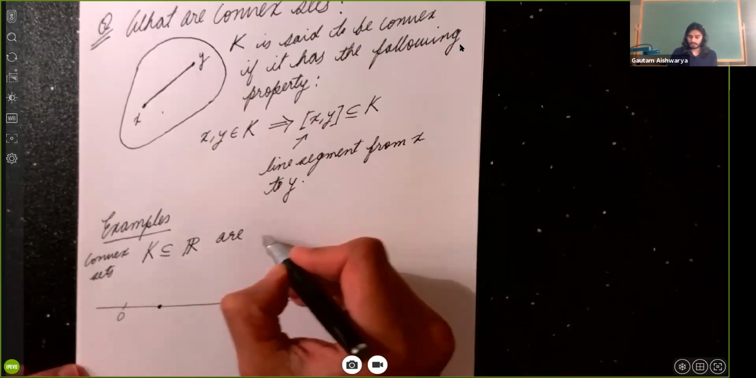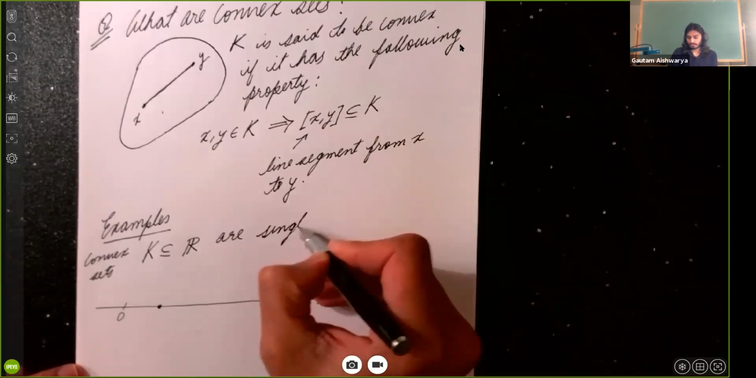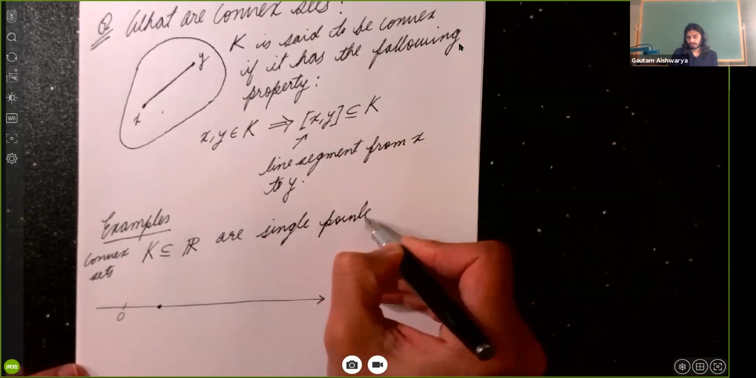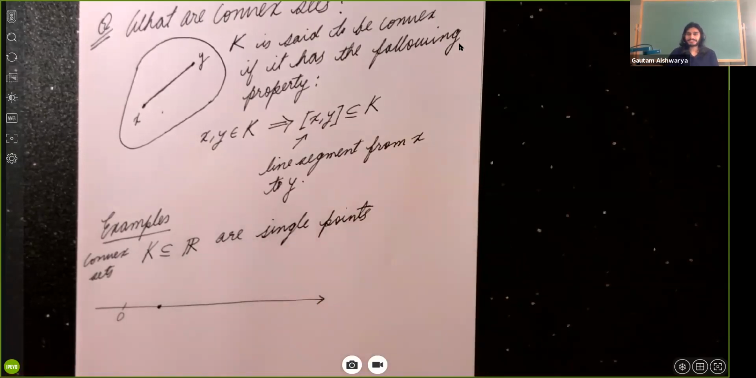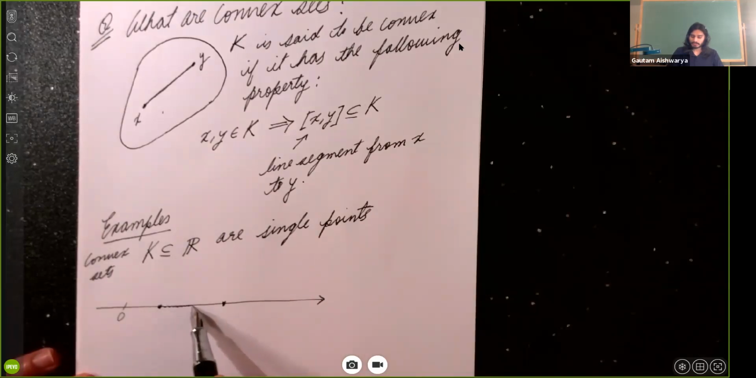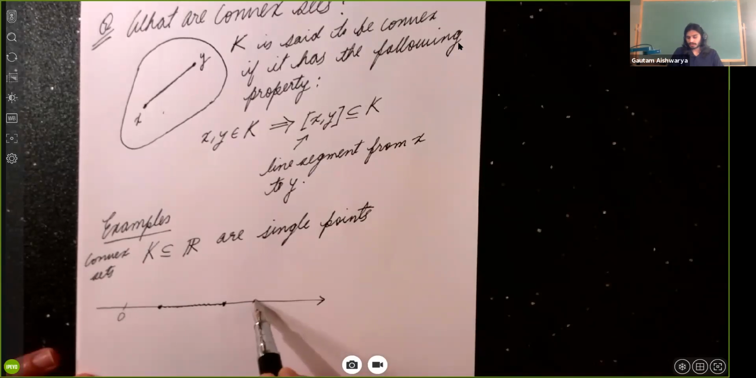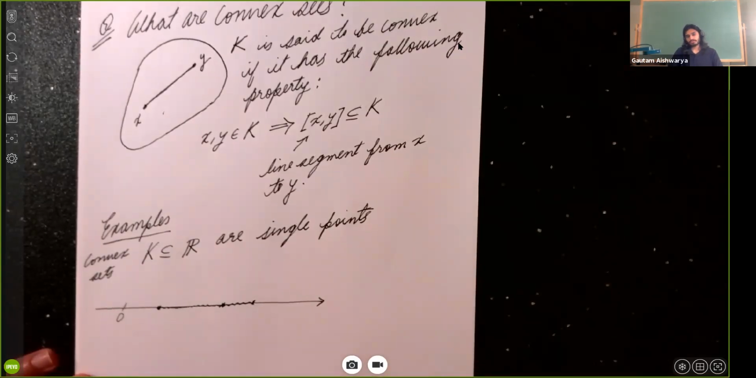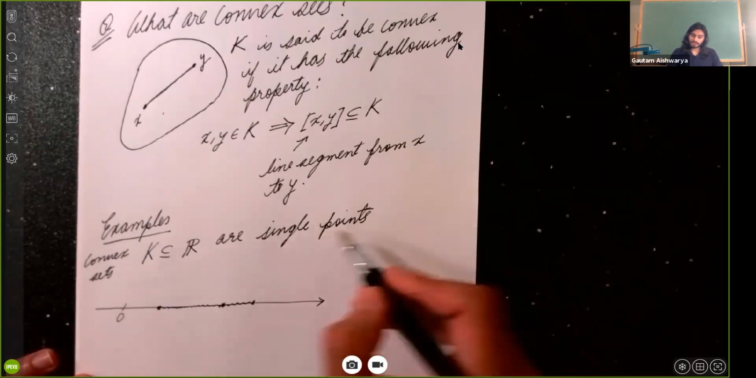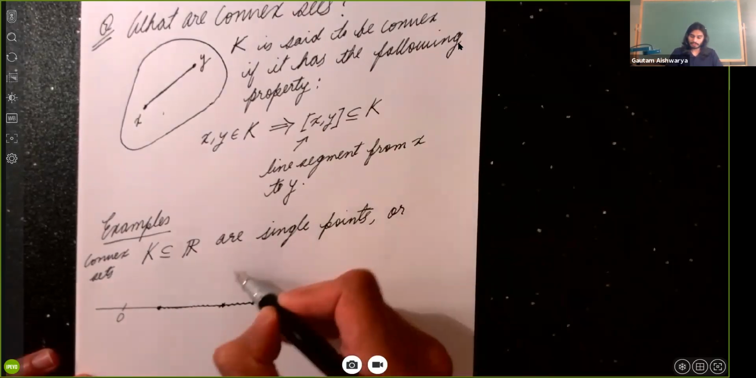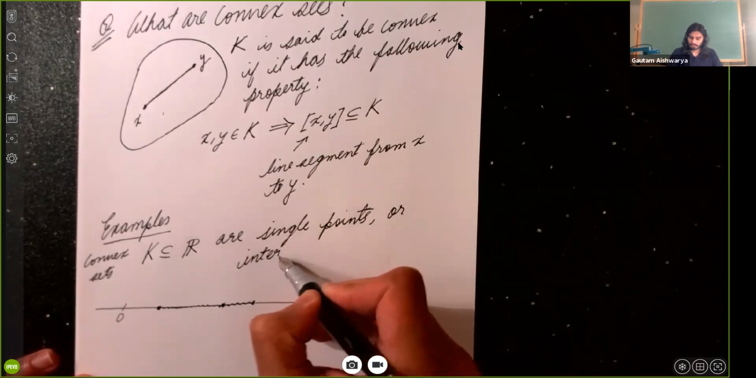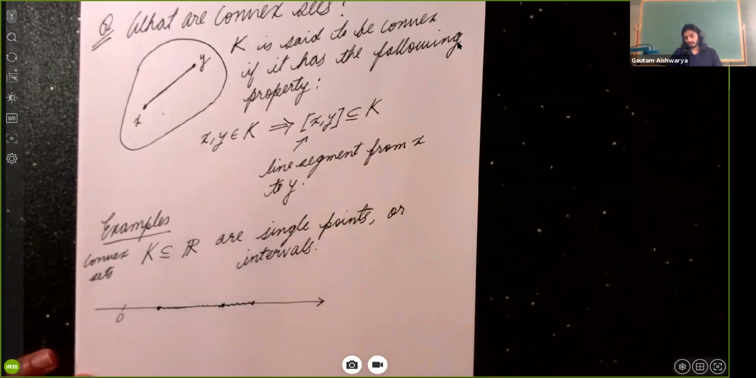So single points are convex. These are not the most interesting examples of convex sets, of course. After that, the moment you have any other point, the entire segment has to be in there. So in the case of the real line, convex sets are either single points or intervals. So these are what convex sets look like.